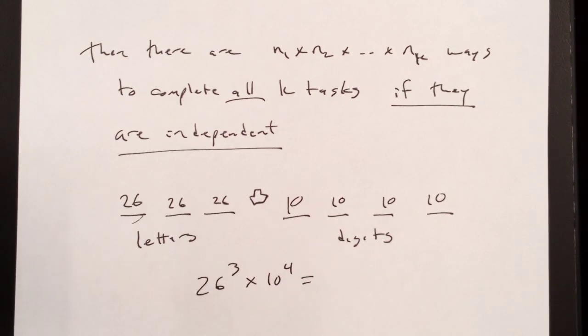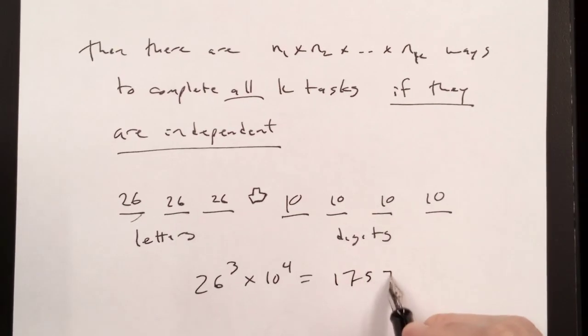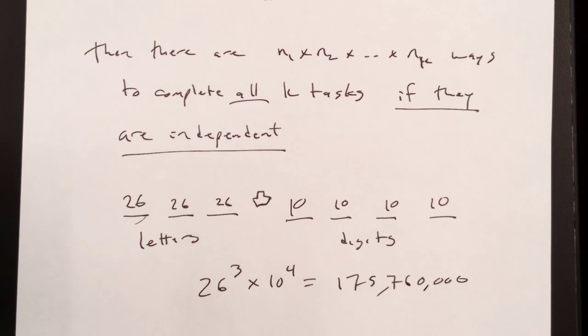How many license plates possible? 175,760,000. That's enough license plates just in the state of Pennsylvania to put a license plate on every single human being's rear in the state of Pennsylvania, many times over.